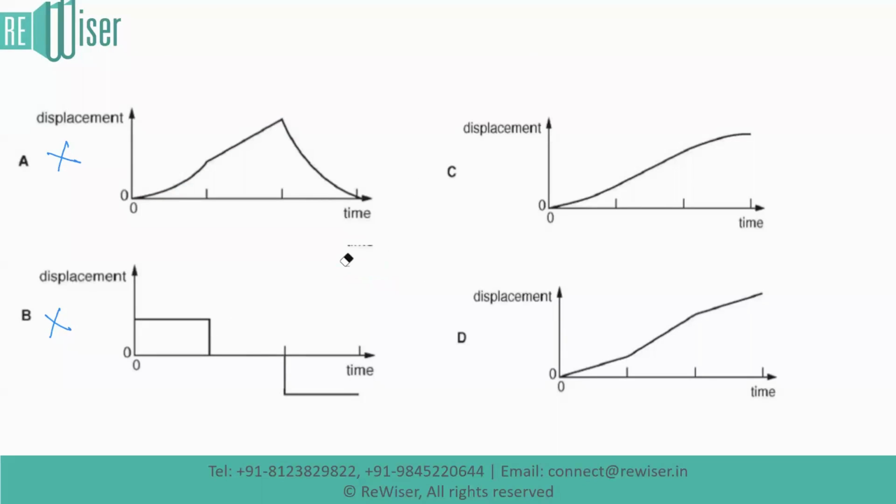Now let's look at C. So here, as you can see, this curve is showing that the velocity is increasing with time, uniformly increasing with time. That means it is accelerating, a uniform acceleration graph. Now for a brief moment it went straight, a straight graph means a linear graph, which means velocity is constant.